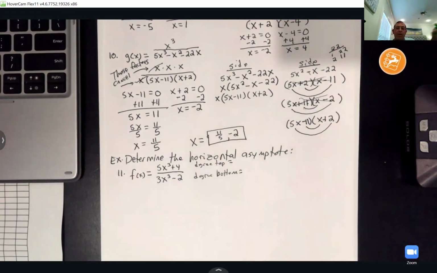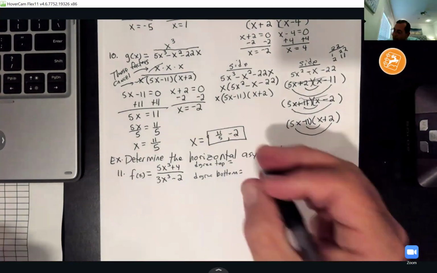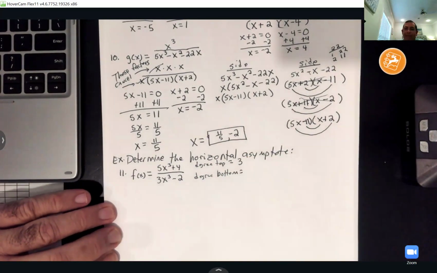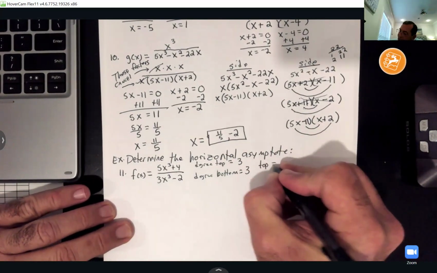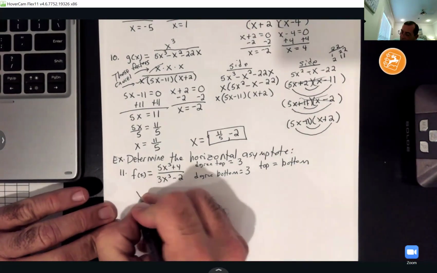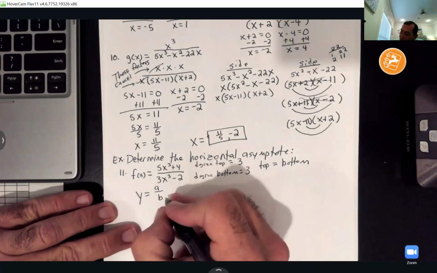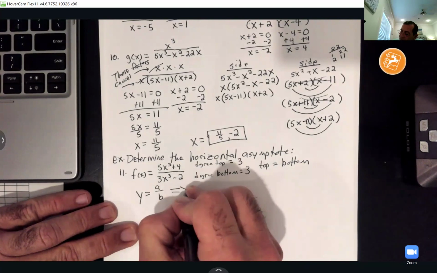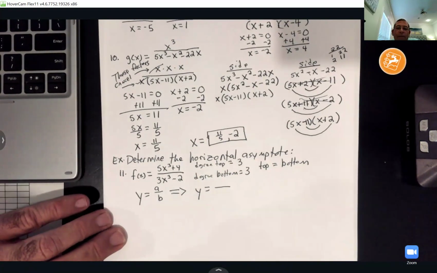So y'all, what is the degree of the top of this? 3. 3, there you go. And how about your bottom? 3. All right, so that means the top equals the bottom. So remember, I said y equals a over b for that one, right? Well, a is the lead coefficient on the top.